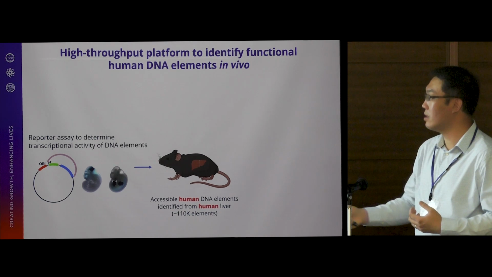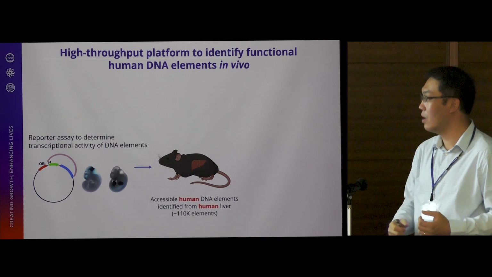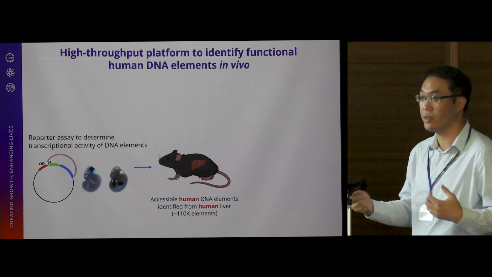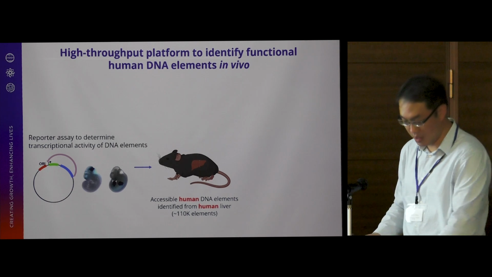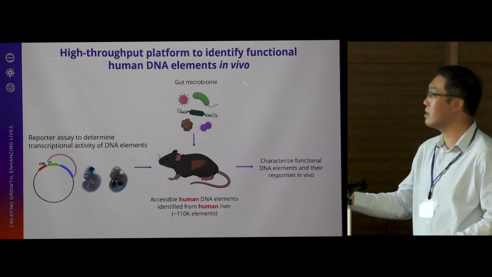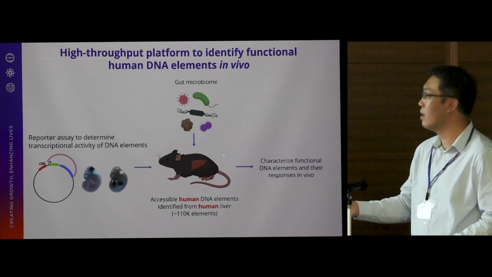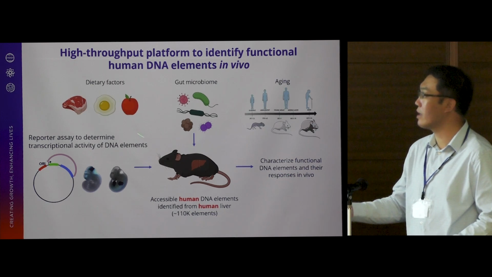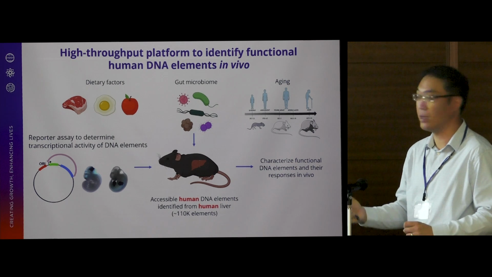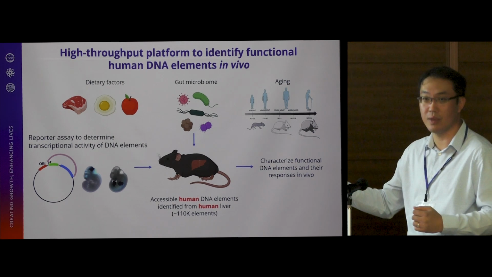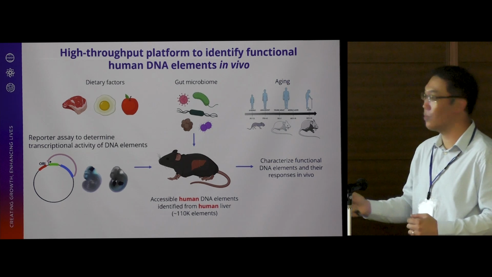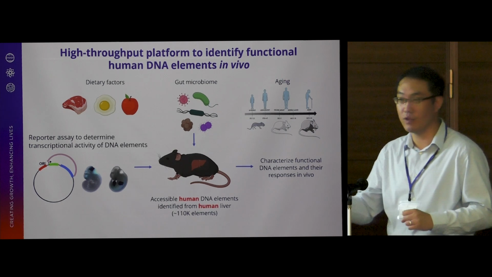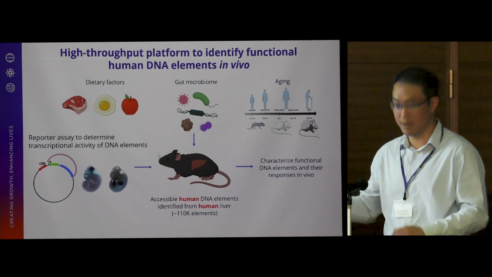So overall, we constructed a library containing about 110,000 elements. We introduce the elements into mouse liver, and we want to know what the response of those elements is in vivo. One thing we can do is look at the signal from the gut microbiome and measure the response of those DNA elements. Or in the animal, we can give them different dietary factors and see what the response is when the element carries, for example, a different variant. We can also introduce the library into the animal at different ages, and then start to understand how the element responds during the aging process.